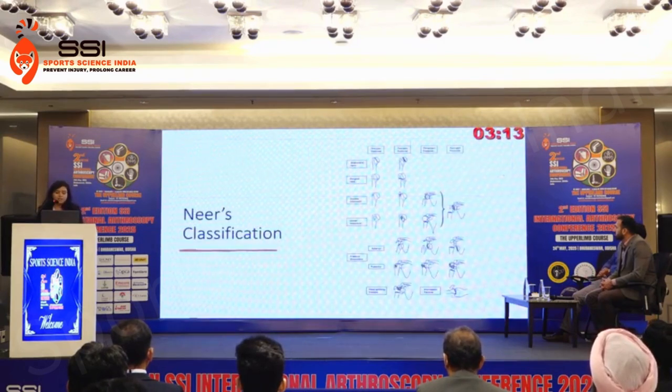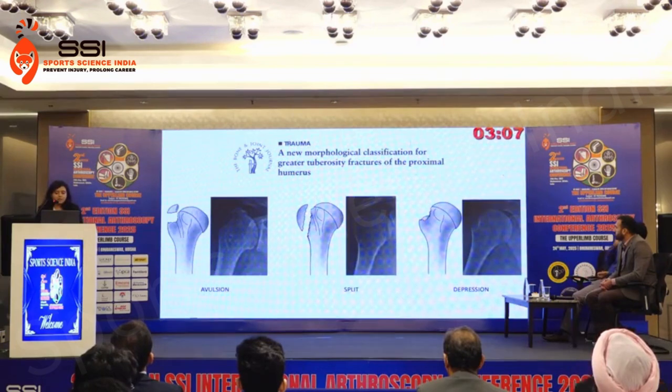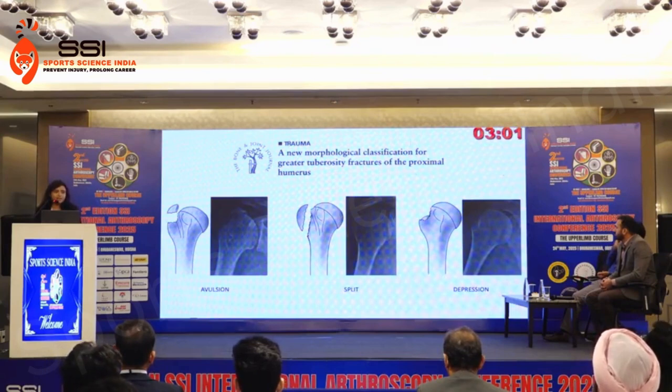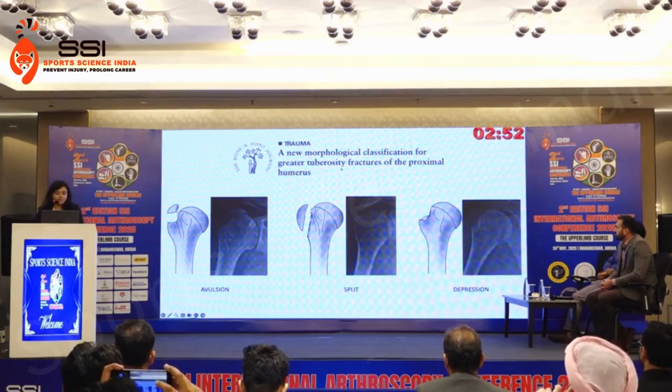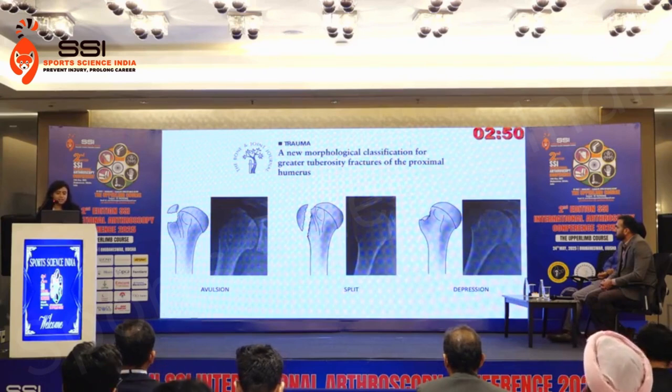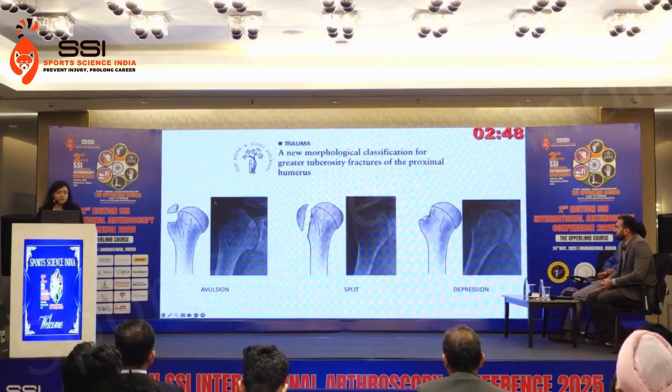We have classifications like the most commonly used Neer's classification and the AO classification. In 2014, Mutch et al. proposed a morphological classification using a series of 199 isolated greater tuberosity fractures. This morphological classification helps in understanding the mechanism of injury, the direction of the displacement, and also guides the treatment protocol. According to this, the fractures are classified into 3 types.